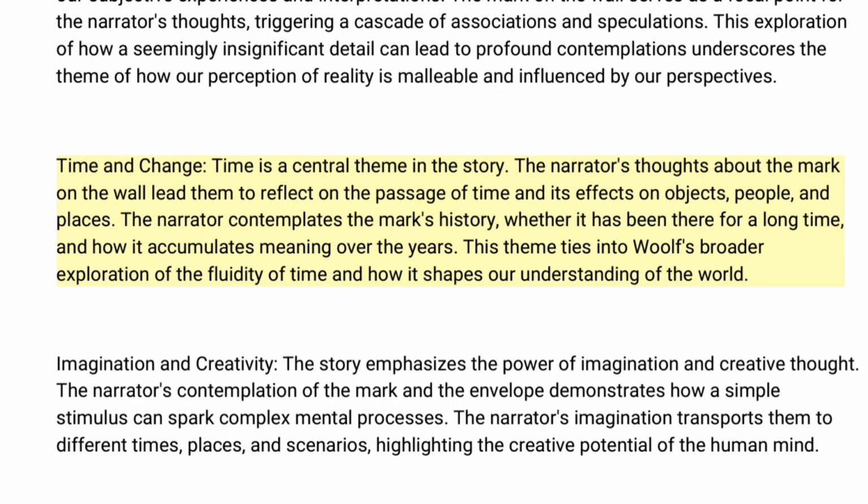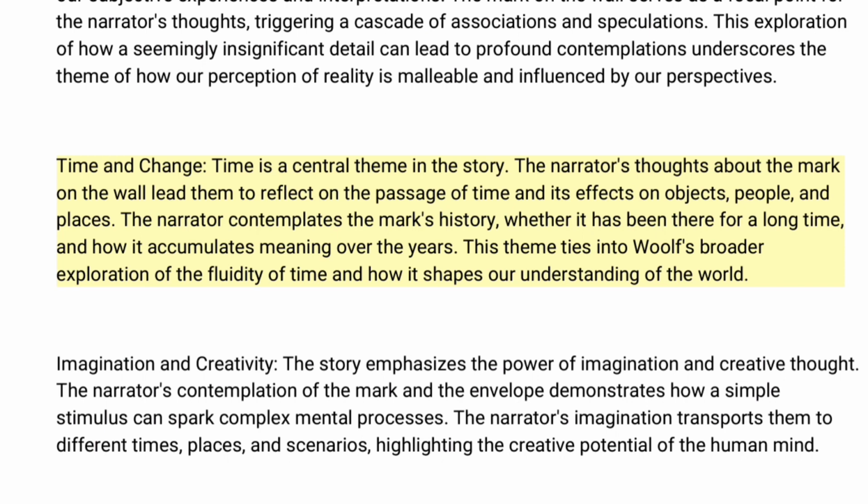Time and change. Time is a central theme in the story. The narrator's thoughts about the mark on the wall lead them to reflect on the passage of time and its effects on objects, people, and places. The narrator contemplates the mark's history, whether it has been there for a long time, and how it accumulates meaning over the years. This theme ties into Woolf's broader exploration of the fluidity of time and how it shapes our understanding of the world.